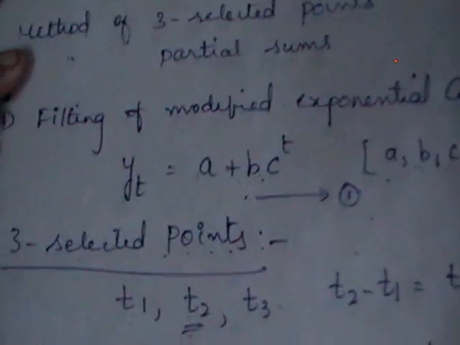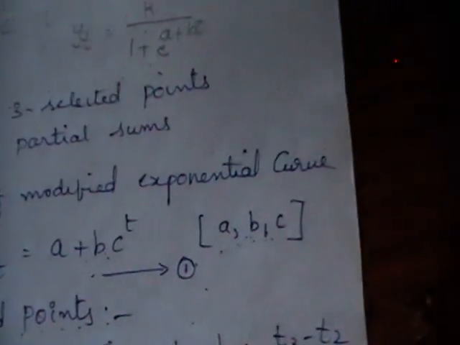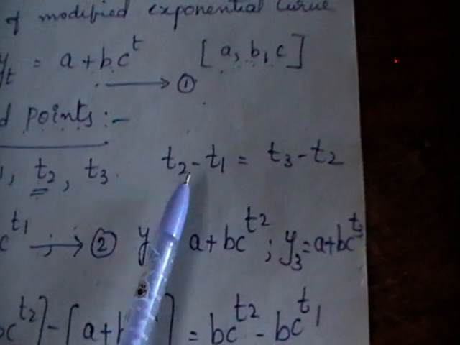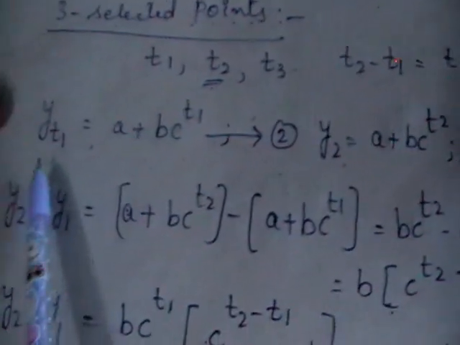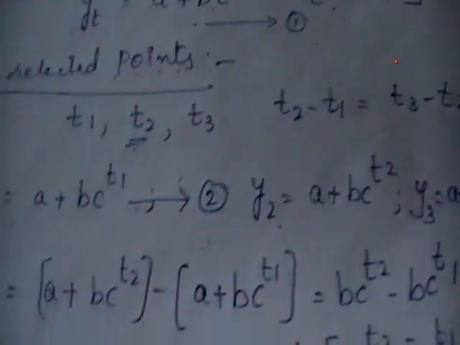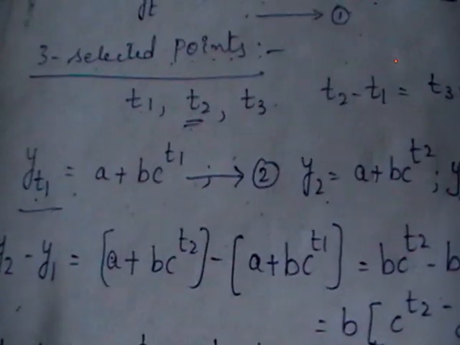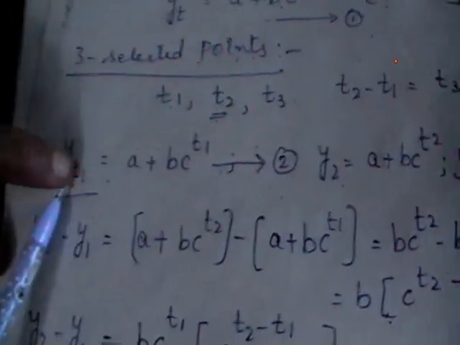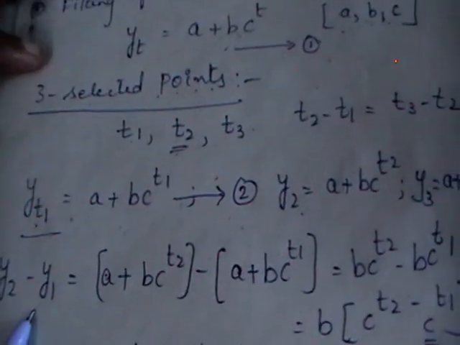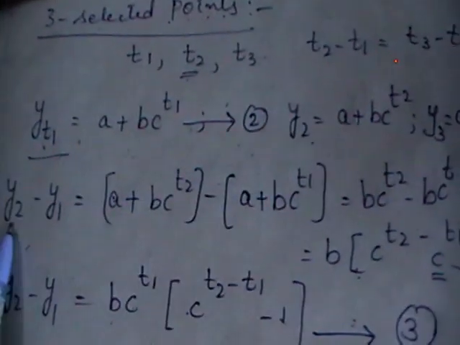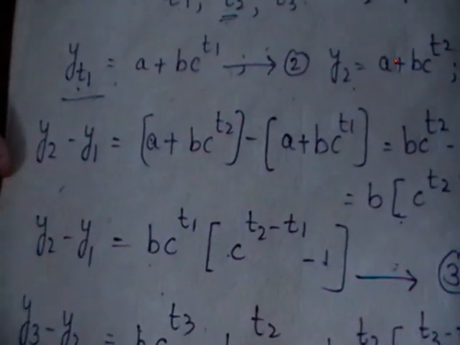Under this method, first write down the curve and name it as equation number 1. Under three selected points, we choose 3 points called T1, T2, T3 such that T2 minus T1 is equal to T3 minus T2. Write down y1 or yt1 and yt2, both are the same. Don't confuse that because we have two different notations there. Instead of writing t1, I am simply writing y1, no difference there. I wrote y1, y2, y3. Then I took y2 minus y1, y3 minus y2.